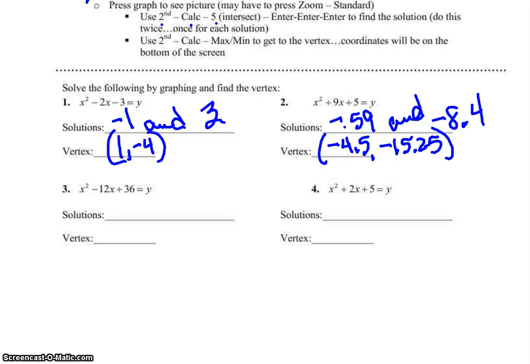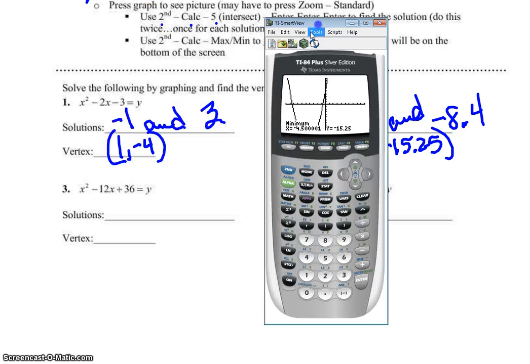And that's all you have to do for number 2. So that takes us to number 3. We're going to go back to y equal, and we're going to clear out y1. And we have x squared minus 12x plus 36. And we're leaving the 0 at y2.